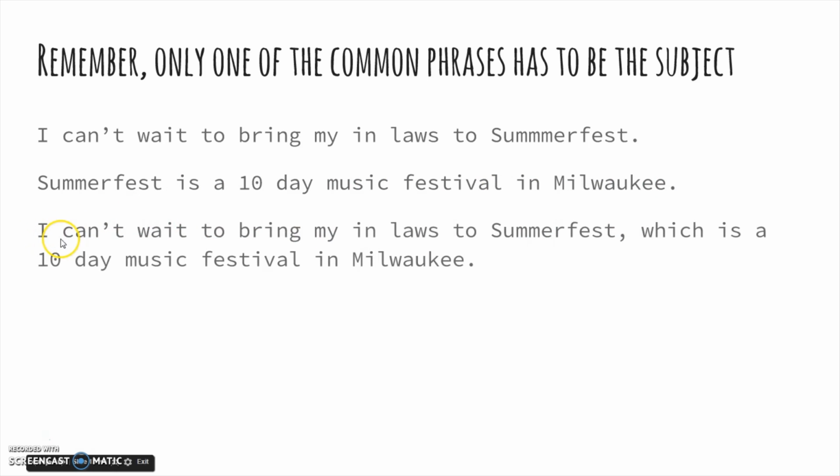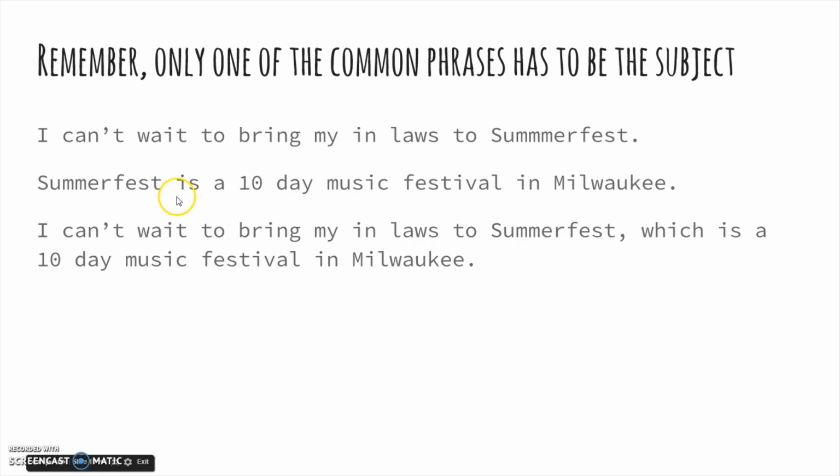Okay, so it says, I can't wait to bring my in-laws to Summerfest, which is a 10-day music festival in Milwaukee. And then the rules say go back and finish the first sentence, but there's nothing to finish of the first sentence. I'd gotten to the end of it already. Okay, but even though this subordinate clause is at the end of the sentence, it's still the same process.